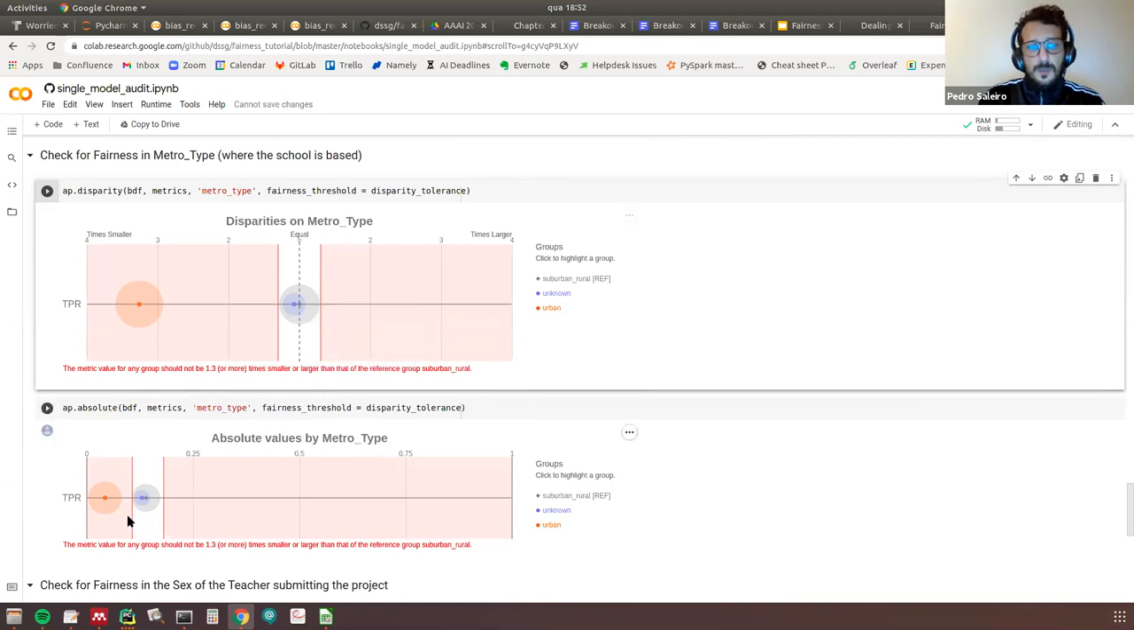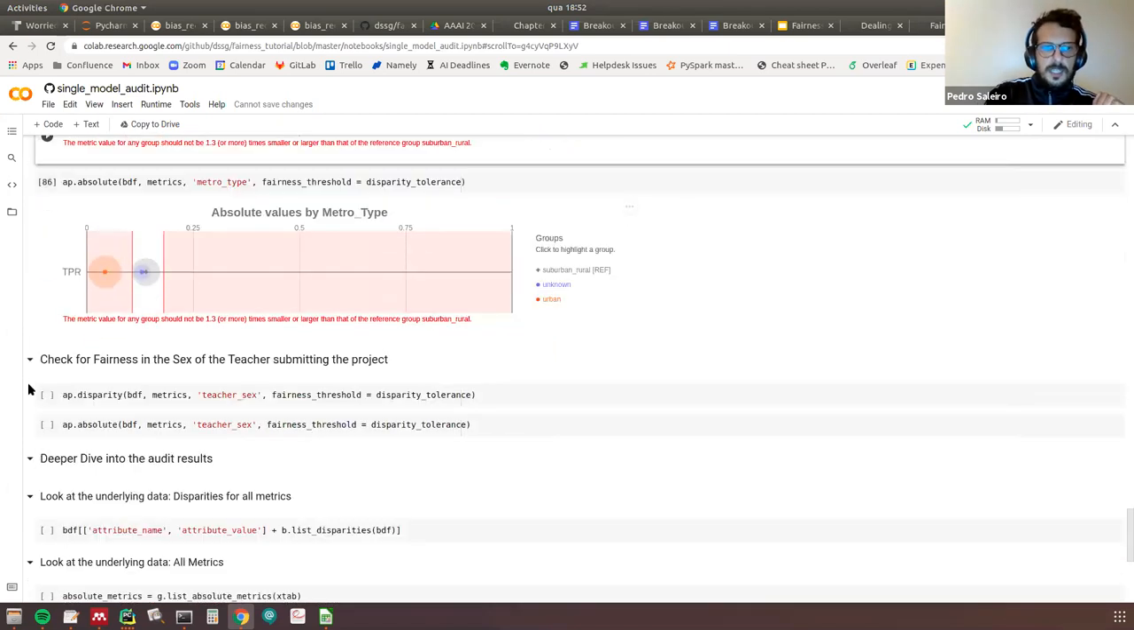And once again, as Raed said, what we are interested in seeing is the difference in absolute values of TPRs between these groups. In this case, the TPR for urban is around 0.04. You cannot see my overlay, but I assume you are running this on your laptop, and when you mouse over, you see a tooltip that shows the value of TPR. So TPR for urban was 0.04, and for the reference group it was 0.14. That's why it's almost three times smaller than for the reference group. And then finally, let's have a look at the teacher sex.